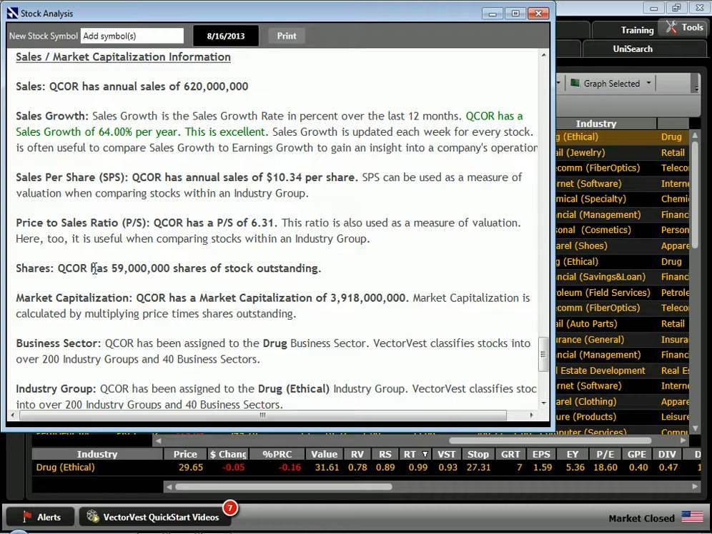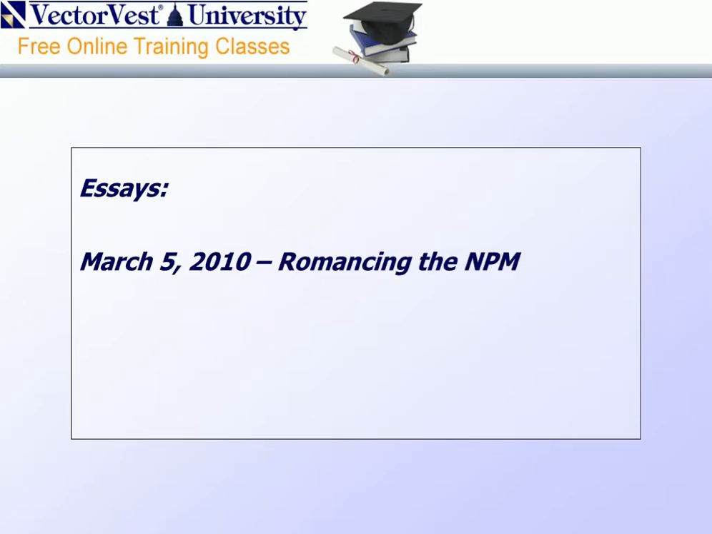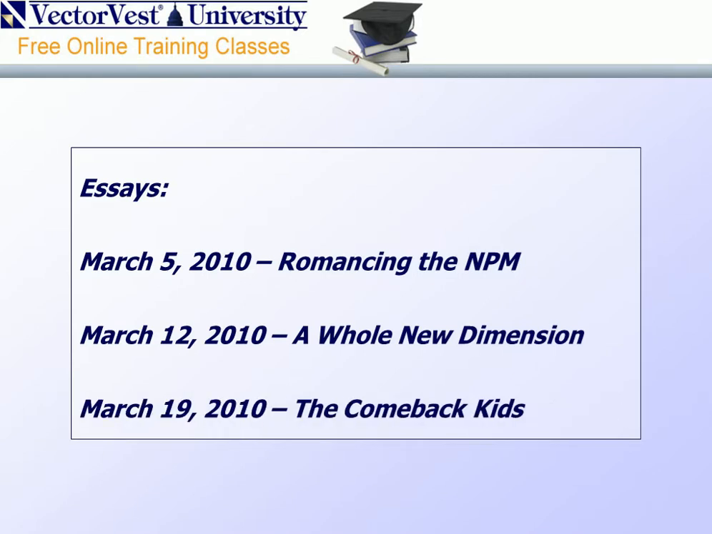So these are the primary sales-related indicators available to us, but to gain insight on how to use them effectively, I turn to the views in Dr. DeLito's past essays. Because I know there's nothing new under the sun, so what has VectorVest published in the past about top-line sales growth? Jumping back to the PowerPoint, I ran across a couple essays that I think were very helpful. The first was March 5th, 2010, Romancing the NPM, or the Net Profit Margin. March 12th, A Whole New Dimension, and March 19th, 2010, The Comeback Kids.